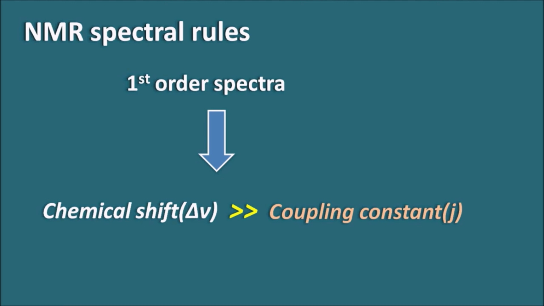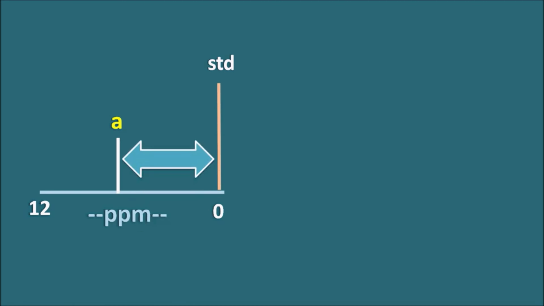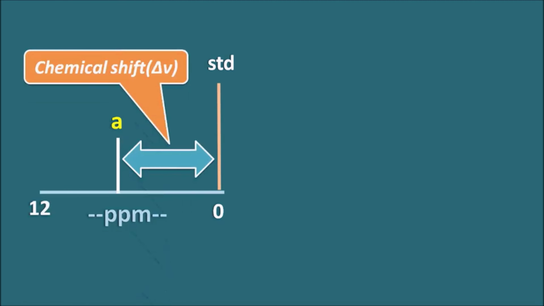But what is this chemical shift and what is the coupling constant? Now let us see simply what a chemical shift and coupling constant are. Suppose this is an NMR spectrum, and this is a standard peak and this is a sample peak, and the distance between these two peaks is called the chemical shift. So chemical shift is delta nu, which is the shift of the peak from the standard reference peak. And this type of spectrum is observed under low resolution. So this is called a low resolution spectrum.